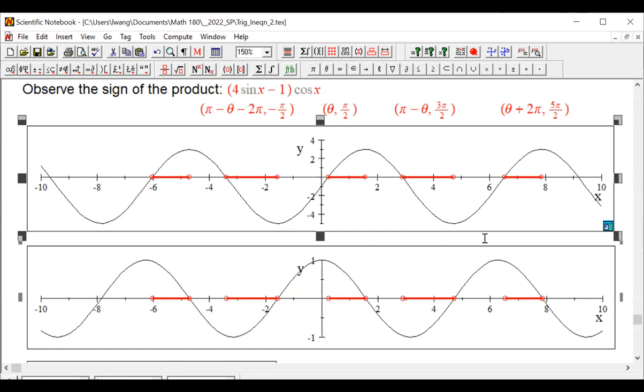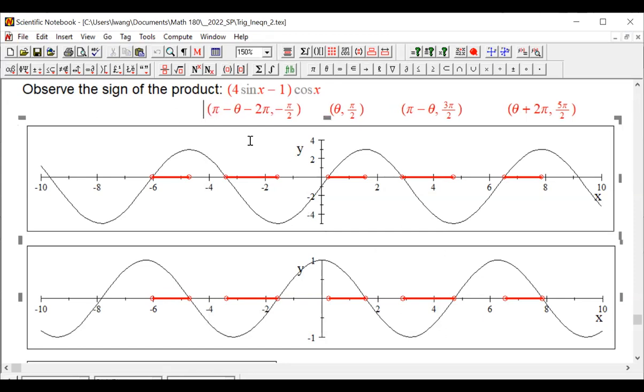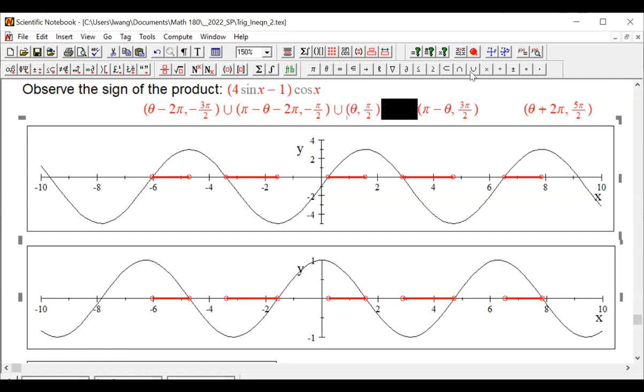So you can continue this process. So what is the last interval we have found? The last interval we have found is theta minus 2 pi, okay? Negative 3 pi over 2. So all of these intervals union, okay? I'm not going to try to find a pattern anymore. If you want to, you can. It's going to take some time.